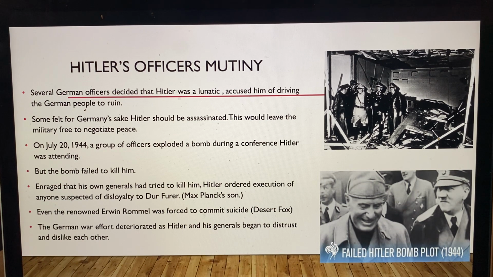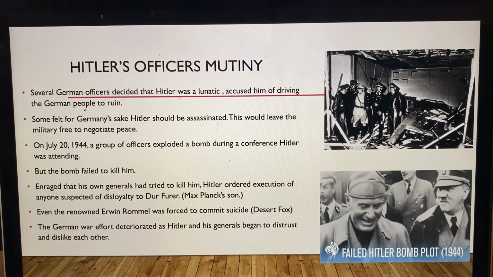So some of the generals mutiny. Some felt for Germany's sake Hitler should be assassinated. This would leave the military free to negotiate peace. The generals wanted peace now. They didn't want to follow Hitler anymore.